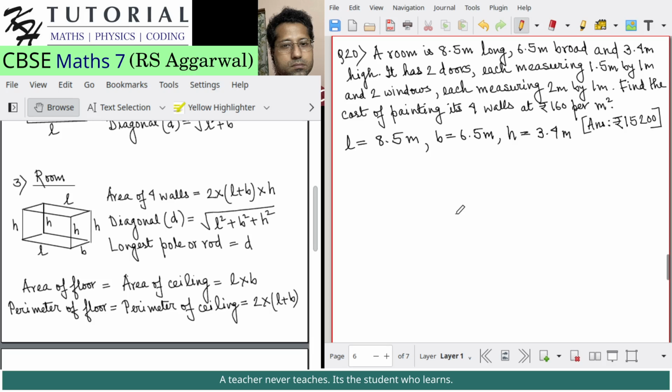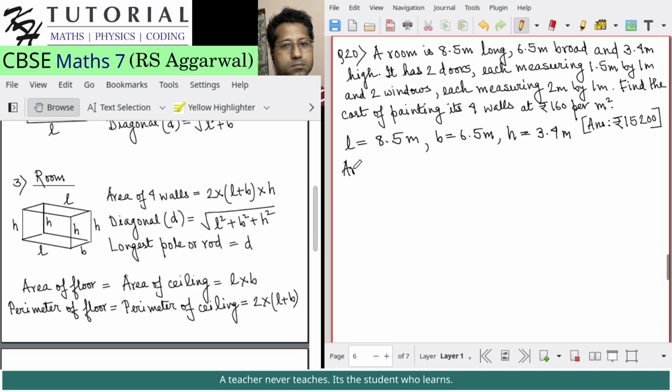So definitely we have to find the total area of the four walls, but then remember that we cannot paint the two doors and the two windows. So the net area that needs to be painted will be the total area of the four walls minus the total area of the two doors and two windows. Okay, so let's first find the total area of the four walls.